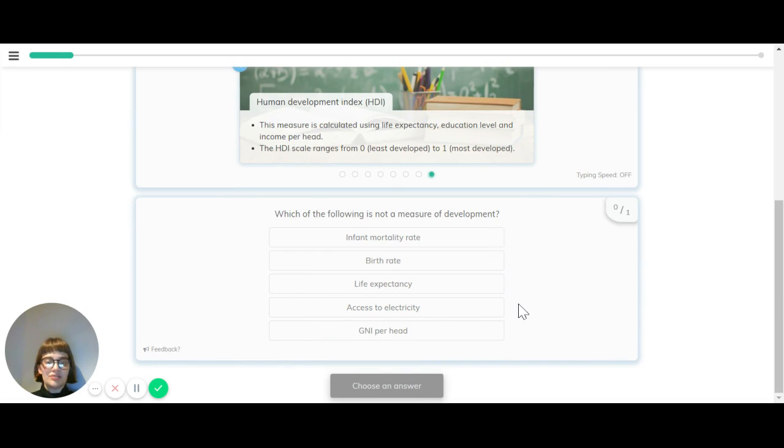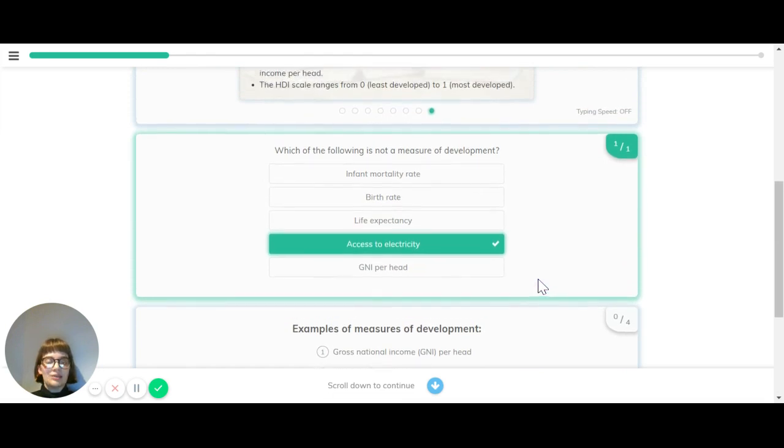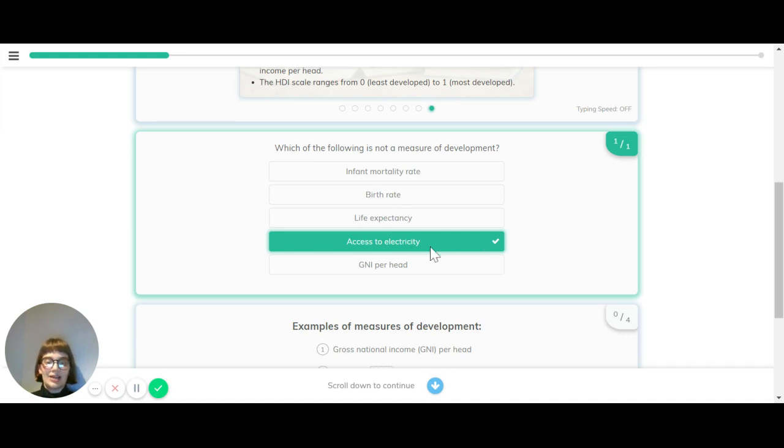Which of the following is not a measure of development? Is it infant mortality rate, birth rate, life expectancy, access to electricity, or GNI per head? This is access to electricity, but the World Bank Group has lots of different development indicators which can be used, and while access to electricity is not a widely used one, it is definitely possible to have a look. But the ones that you need to know for your exams will be infant mortality rate, birth rate, life expectancy, GNI per head, but not access to electricity.